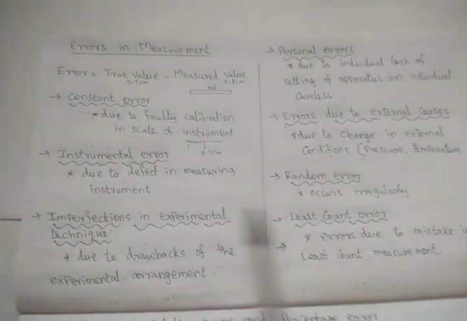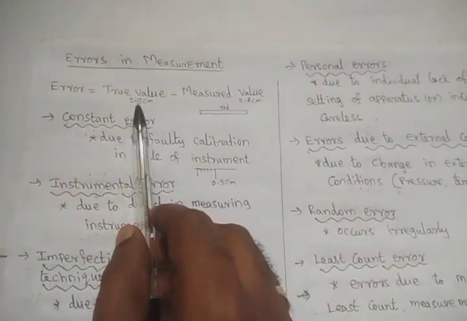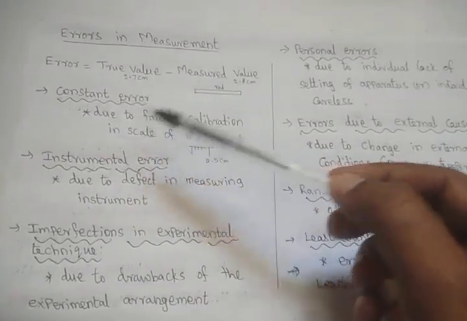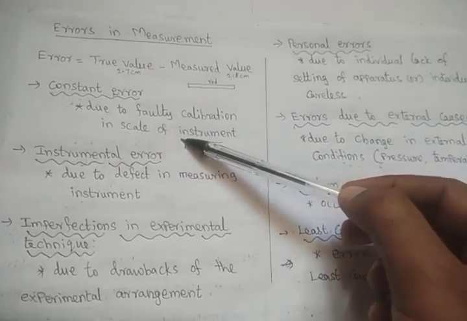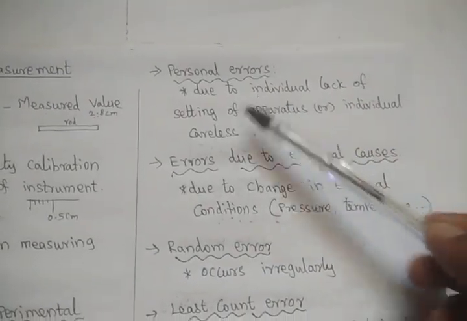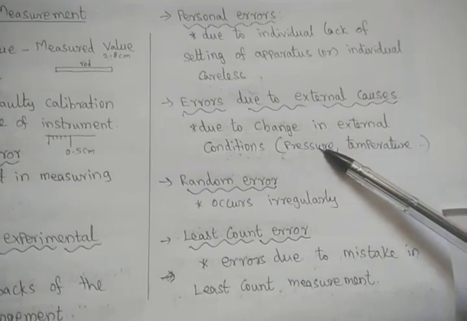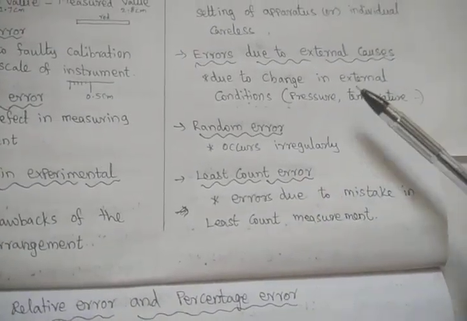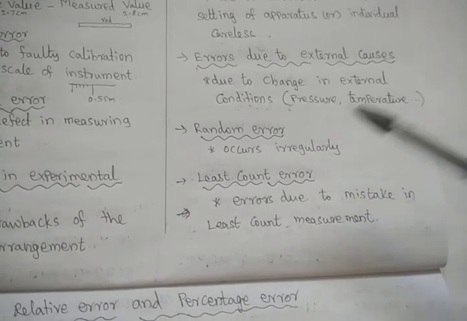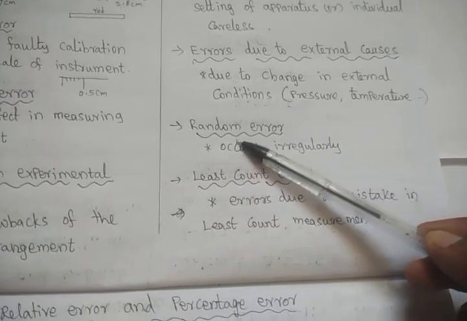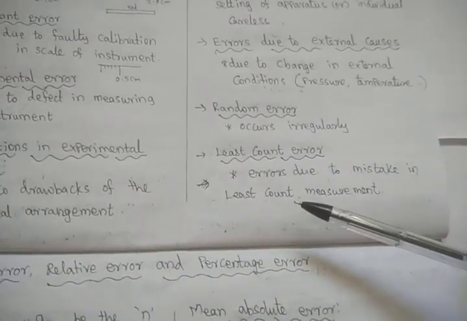So far, we have seen what an error is. Error means true value minus measured value. The errors may occur due to constant error, that is faulty calibration in the instrument, instrumental error, experimental arrangement errors, then personal errors of the individual person, errors due to external causes, temperature and pressure, and random errors. Even if the experiment is perfect and the student takes the reading correctly, randomly some errors will occur. That type of error is called a random error. And finally, least count error.